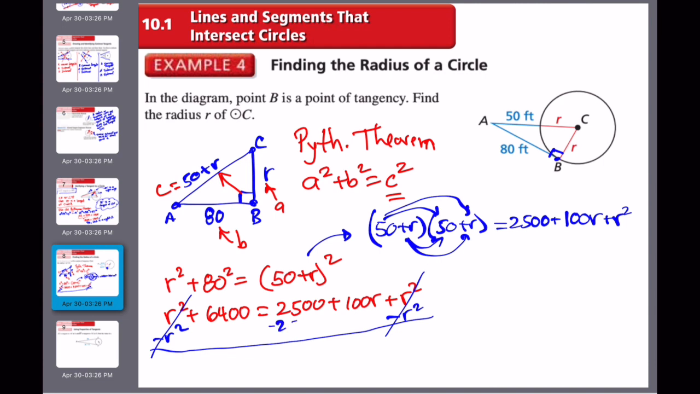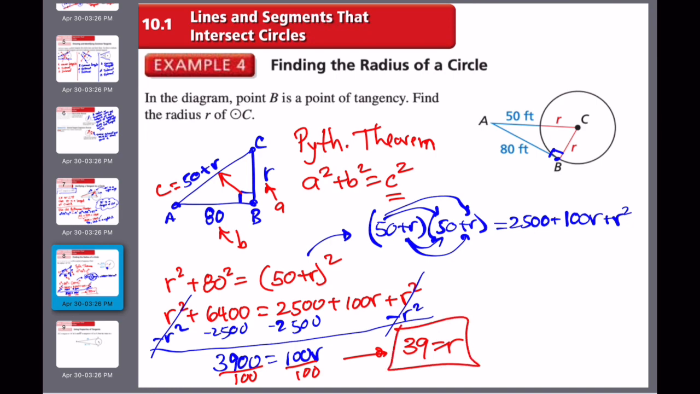Now we'll subtract the 2,500 to the other side. That gives us 3,900 equals 100R. And then you divide both sides by 100. And that gives you 39 is equal to R. So in the diagram, point B is the point of tangency. Find the radius R of circle C. R equals 39 feet.